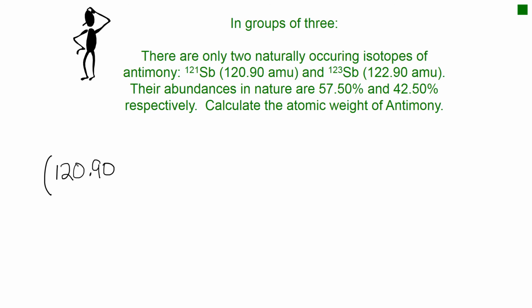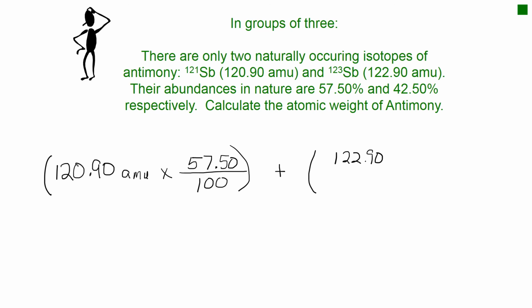I know that to solve this, I need to multiply the mass of each isotope by its abundance, divided by 100. So we have 120.90 AMU, and we're going to multiply that by 57.50 over 100. Put that in parentheses, and then we add to that the same thing for the 123 isotope: 122.90 AMU times its abundance, 42.50, divided by 100.